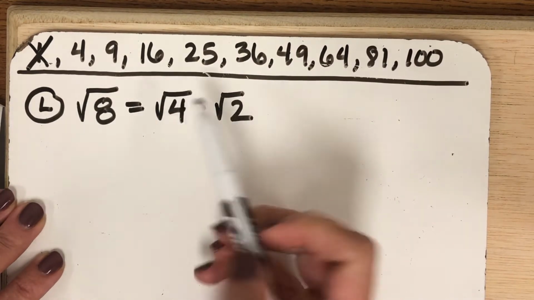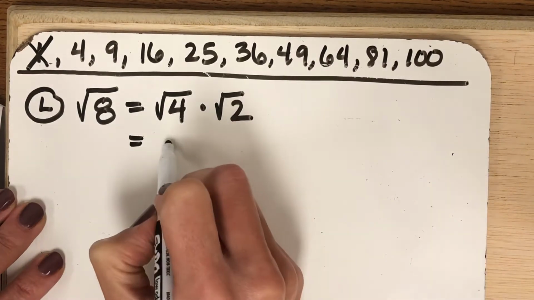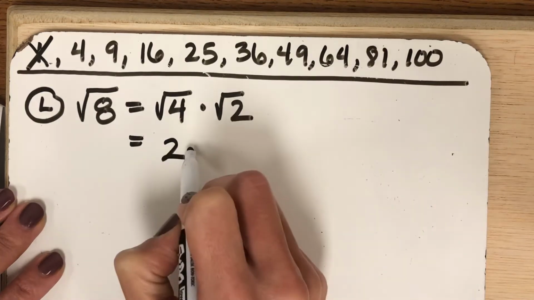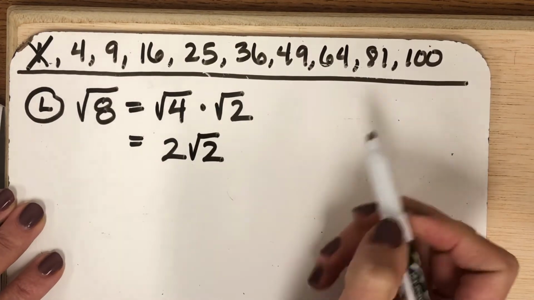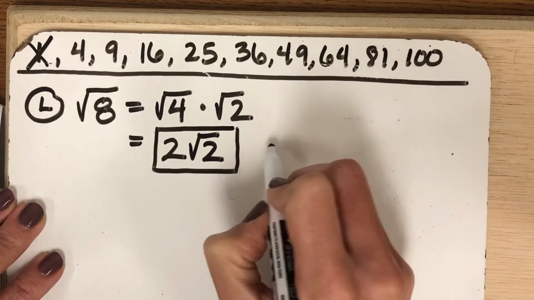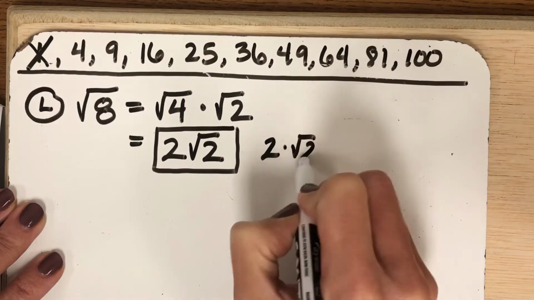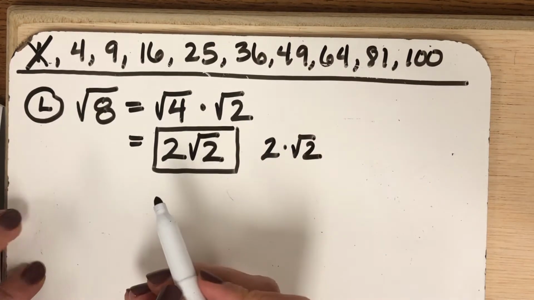And that's very helpful to me because I can simplify the square root of 4 to be just 2. So this becomes 2 times, and I can't simplify the square root of 2, there's just no other way to do that. So my answer is 2 square root of 2. I suppose you could write it as 2 times the square root of 2, but we generally write it without the multiplication sign. We just assume that it's there.